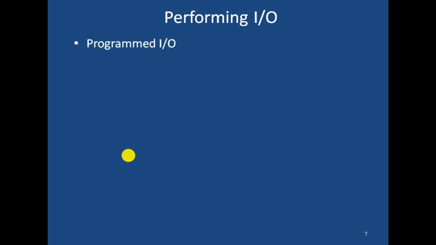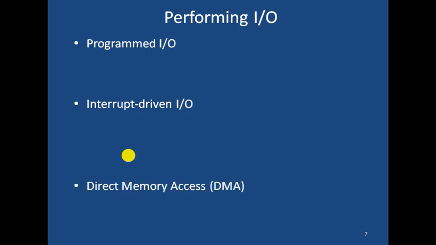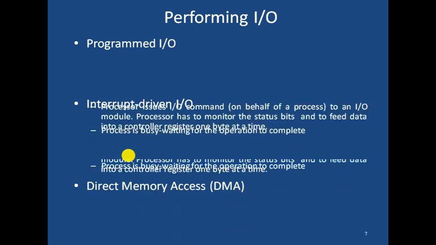I/O can be performed, meaning operations on I/O, how the operations are performed. This can be carried out based on three categories: programmed I/O, interrupt driven I/O, and direct memory access. So performing I/O is categorized into programmed I/O, interrupt driven I/O, and direct memory access.